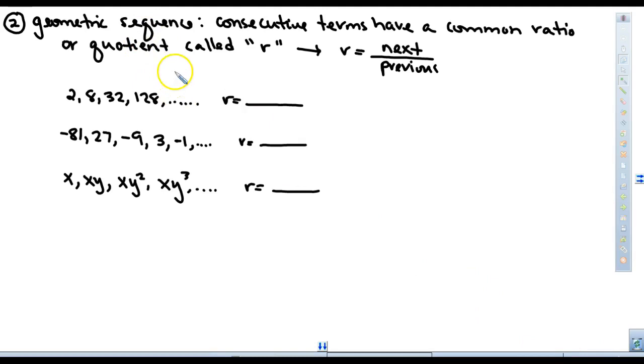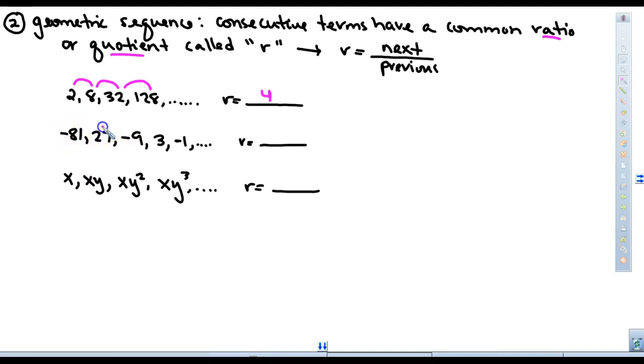Now, we also have a geometric sequence, and that is when your list of numbers, the consecutive terms, have a common ratio or quotient. Ratio and quotient means the same thing, and we call that R. And you get that by dividing in this order, your next divided by previous. So here with this list of numbers, my common ratio would be 8 divided by 2, which is 4. But you want to go through the list and you want to make sure you're going to get that 4 every time. 32 divided by 8 is 4. 128 divided by 32 is 4. So you do get it every time.